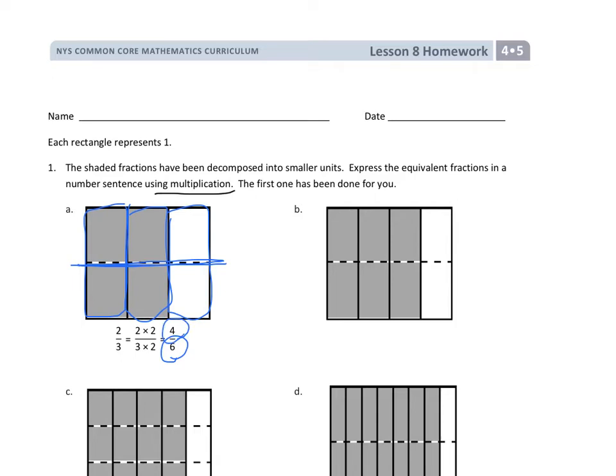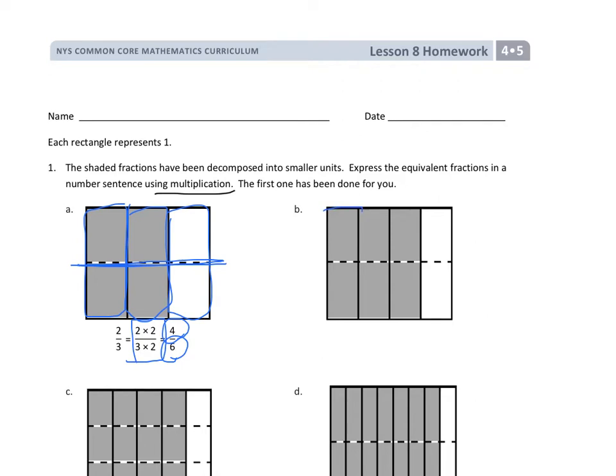The math work for that is multiplying both the numerator and the denominator by 2. We cut each of the sections into 2 equal parts. So the 2 that were shaded became 4 equal parts. The 3 total became 6 parts. So you're going to write the original fraction and then think about what you visually see mathematically.